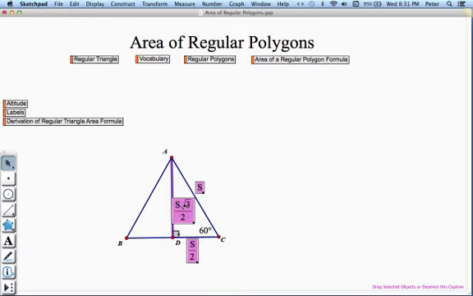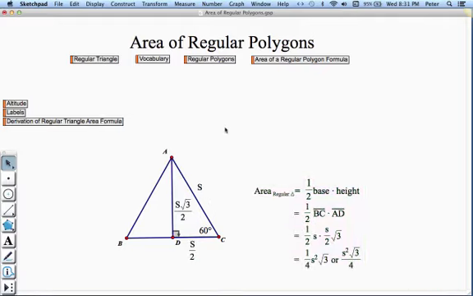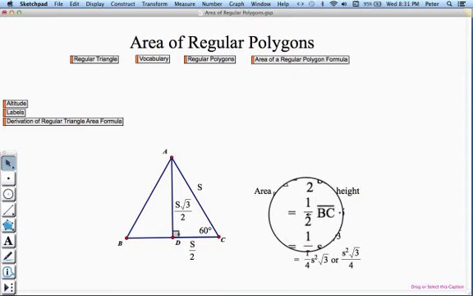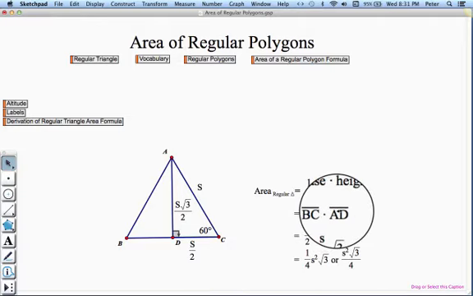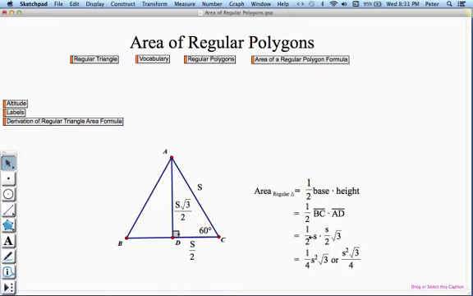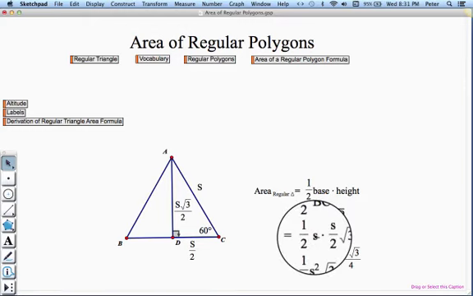All right, that gives us all the components we need to determine a shortcut formula for the area of a regular triangle. Let's take a look at it. We start off with our basic formula for any triangle, 1/2 base times height. In this particular example, that will be 1/2 BC times AD, because I'm calling BC my base since AD is my altitude. So I know that BC is S, because that's what we've called the length of a side.